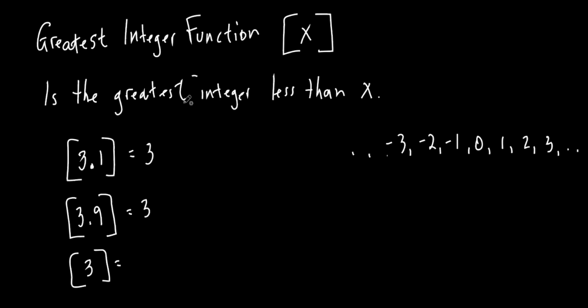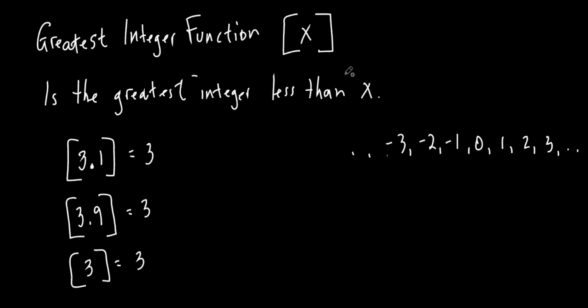Let me think about that a second. I've got to think about my explanation, because my definition of the greatest integer says less than x. Is it less than or equal to x? Because the greatest integer of 3 they consider to be 3, but that kind of flies in the face of my little definition right here. It might be less than or equal to x, but I don't know.